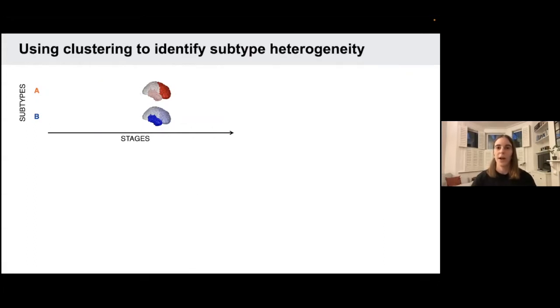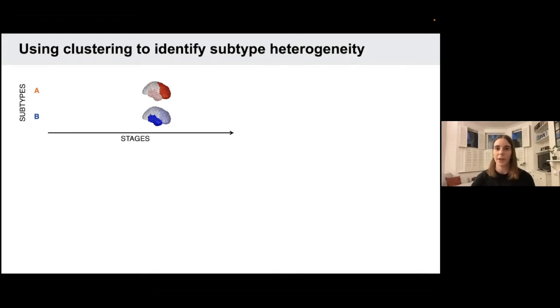So how could we learn about this subtype heterogeneity? The most commonly used technique to look at subtype heterogeneity is clustering. And this enables you to group together individuals that have similar biomarker or imaging profiles. And clustering works really well if you want to look at subtypes at a single common disease stage.